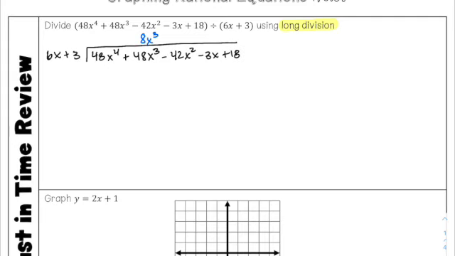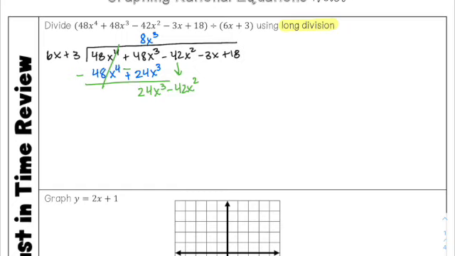And now we're going to multiply. 8x cubed times 6x is 48x to the fourth. And 8x cubed times 3 is 24x cubed. And then I am going to subtract. So when I subtract, these terms cancel. 48x cubed minus 24x cubed is 24x cubed. And I'm going to bring down my negative 42x squared and start this process again.